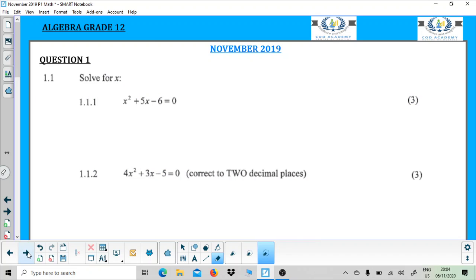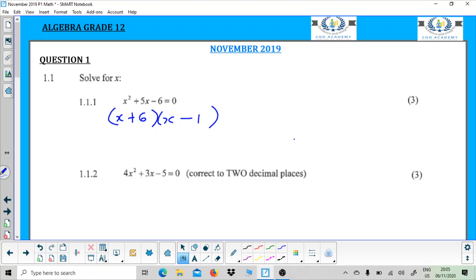So for starters, you're always asked to solve for x, and solving for x has never been a problem. So for this one, you check which brackets you can use. You're thinking of two numbers that you multiply to get -6. When you add, you get +5. So definitely the bigger number should be positive in this situation, because you can see that they should have different signs because of the -6. So the bigger number should be positive, and you can see that it is +6 and -1.